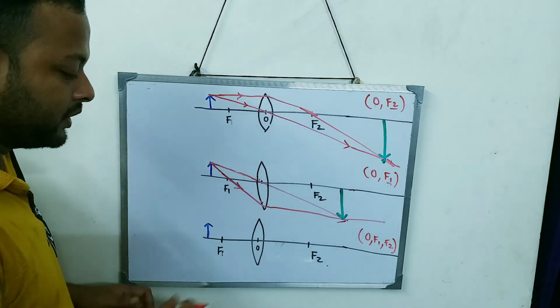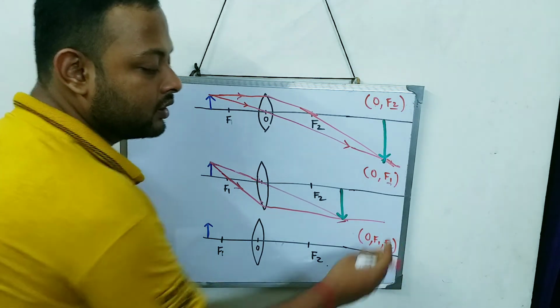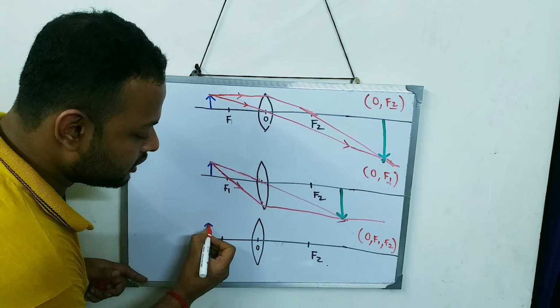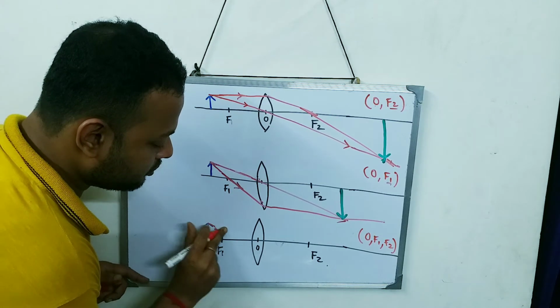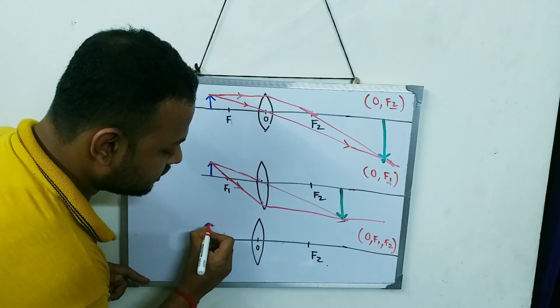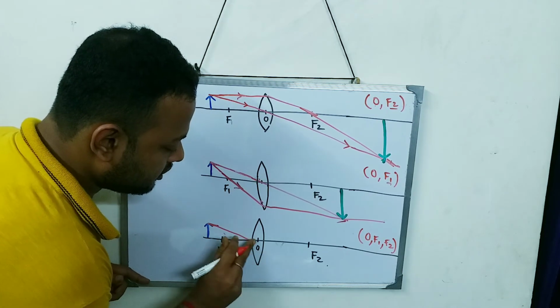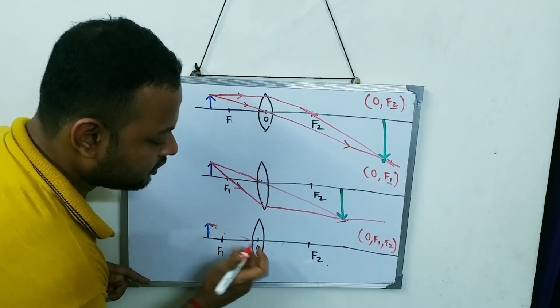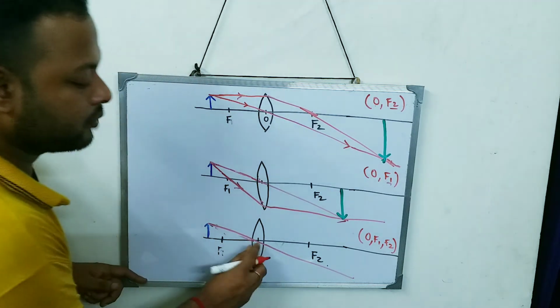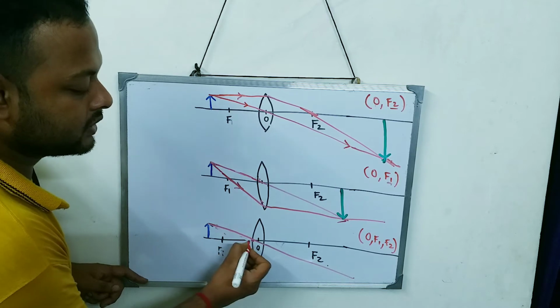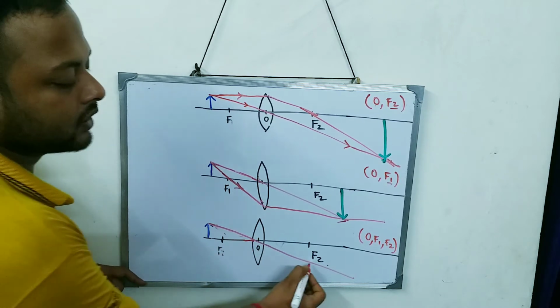Now in the third picture, I will use all three points. The first point is what? The ray passes through the optical center. The ray happens to pass through the optical center like this. The ray is passing through the optical center, and how is it passing? It is passing undeviated, you can see.